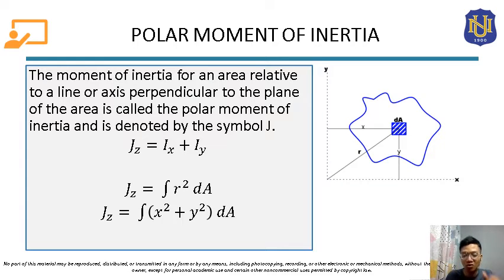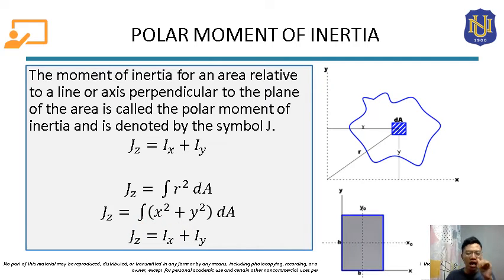That is actually Ix. So meaning to say, this is equivalent to Ix plus Iy. So this is the formula that we're going to use here for polar moment of inertia. The example here is that, let's say we have this rectangle.